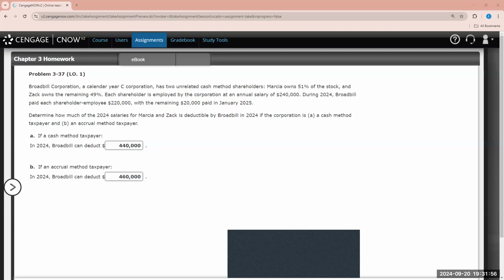So something very important to keep in mind, again, that's the difference between the cash basis and the accrual. Cash basis, you only record income and expenses when they are paid. Under the accrual basis, income is reported when it is earned and expenses when incurred.